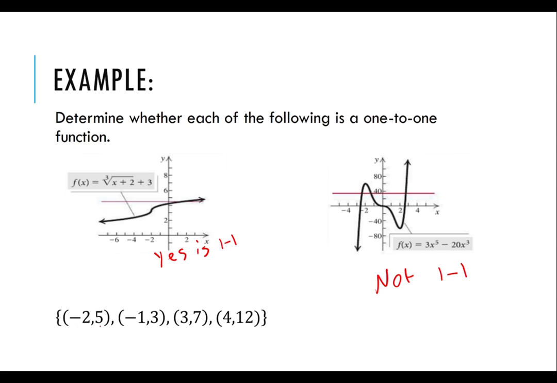Then again, -2 goes to 5, -1 goes to 3, 3 goes to 7, 4 goes to 12. First, let's make sure this is a function. -2, -1, 3, and 4, it's a function. Then let's check and see if it's one-to-one. 5, 3, 7, and 12. None of those y values repeat, so yes, this is one-to-one.